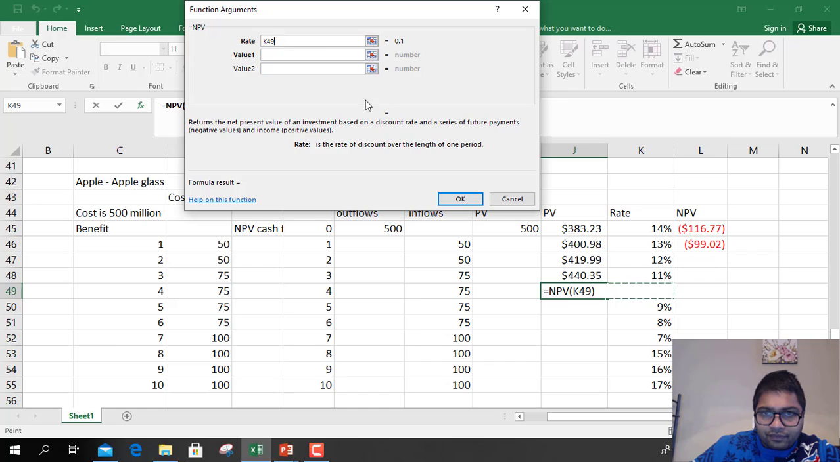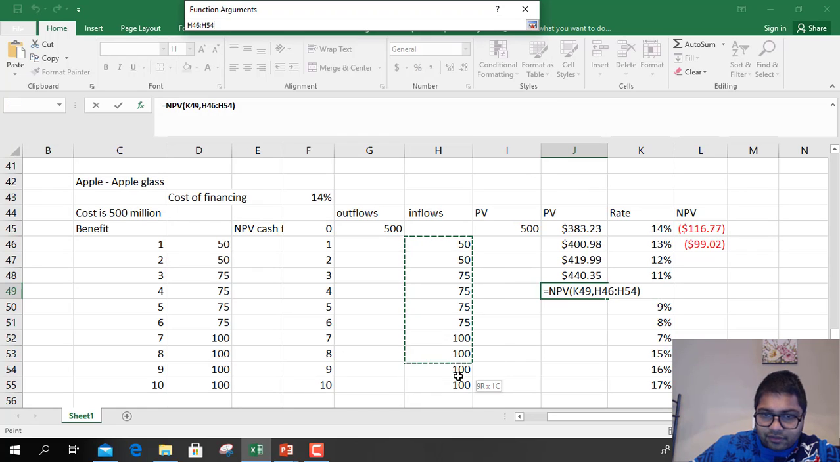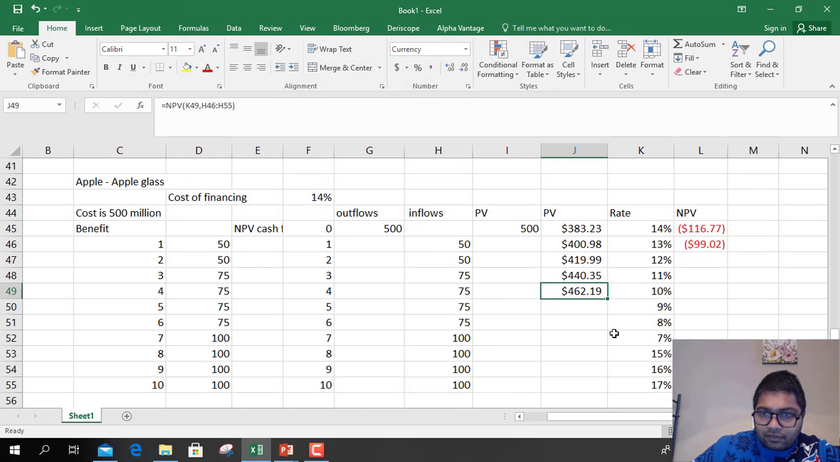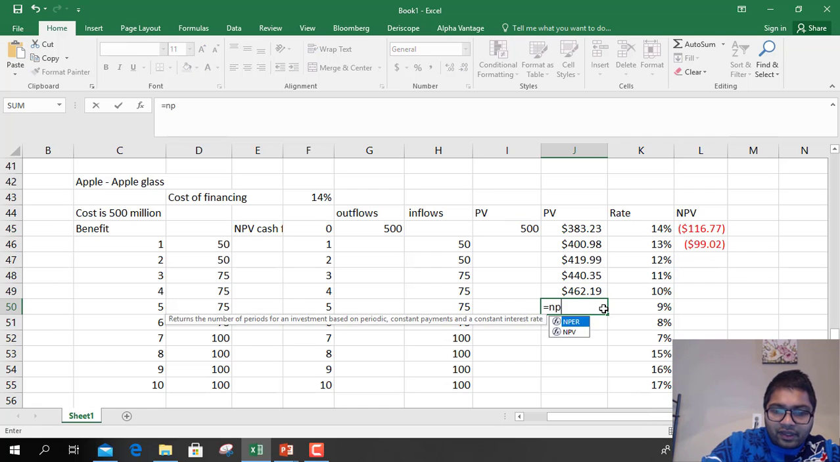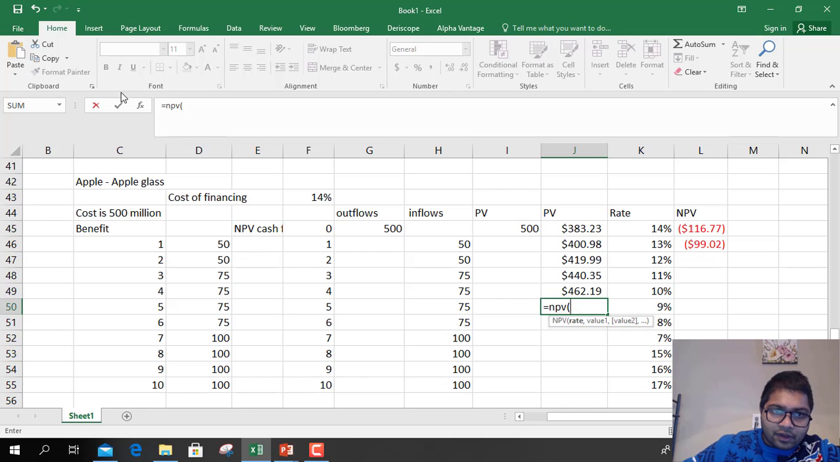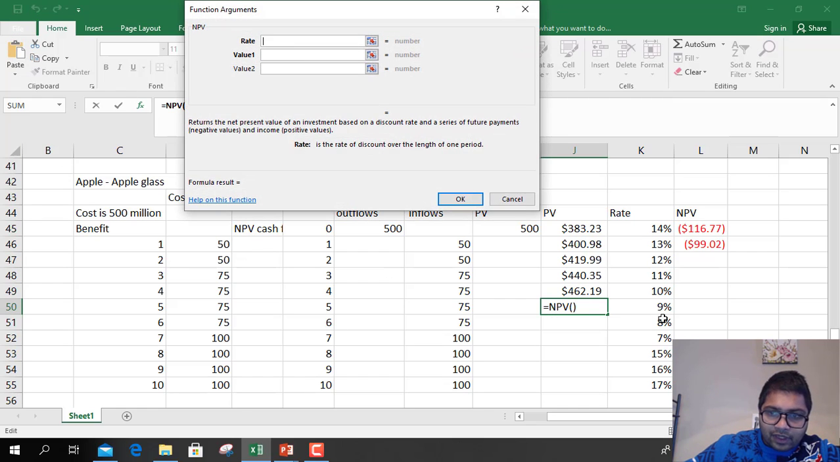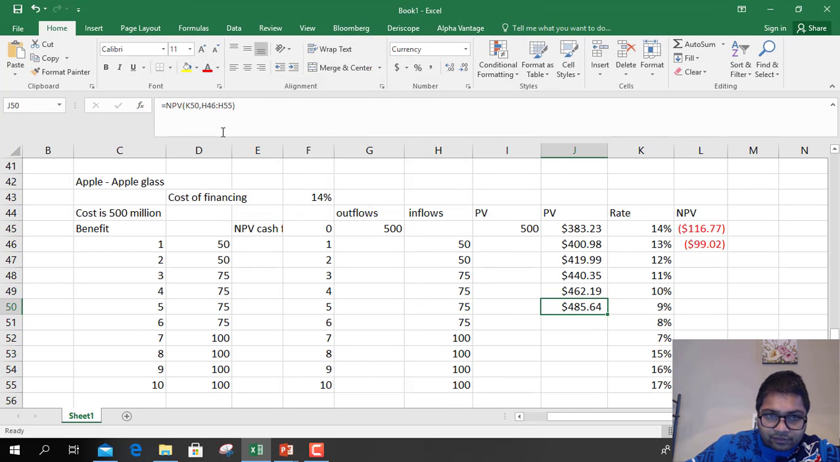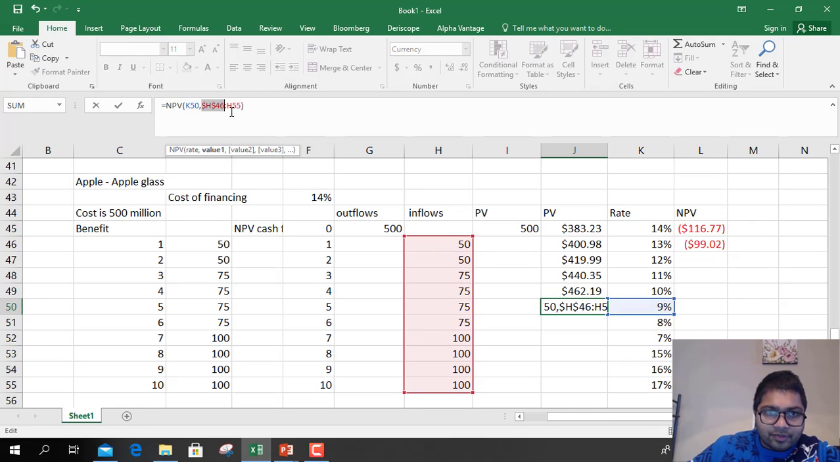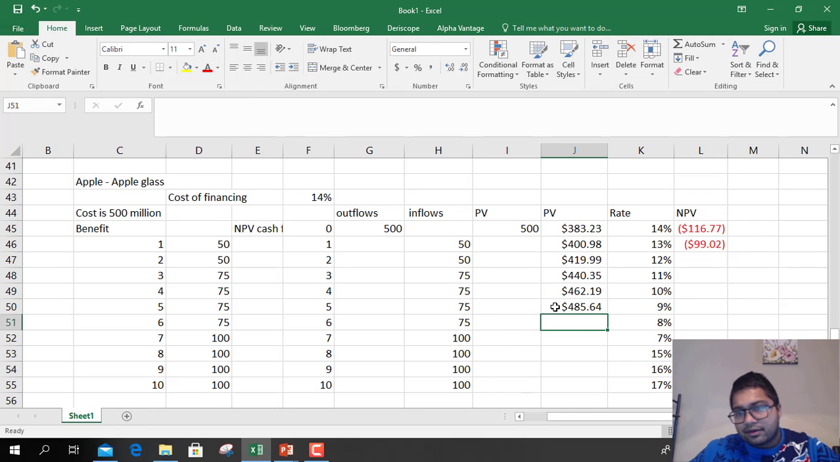Rate and values. NPV, rate and values. So I'm just making these constant so that I can drag.